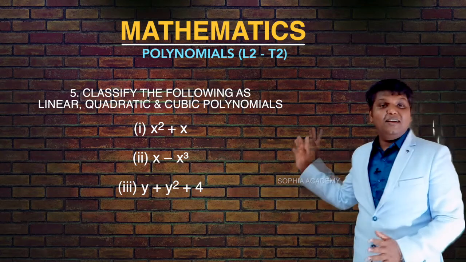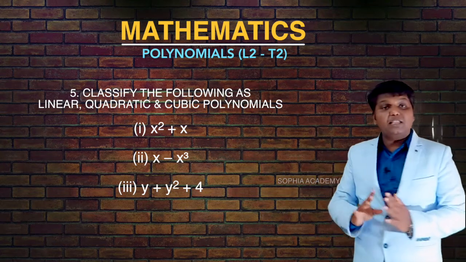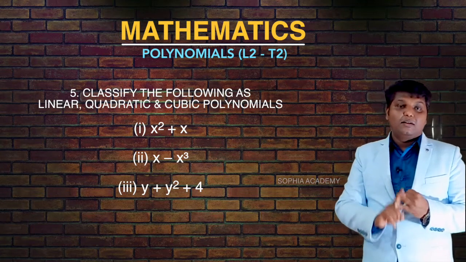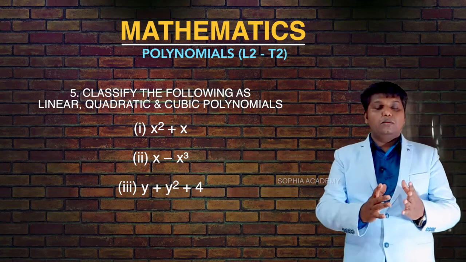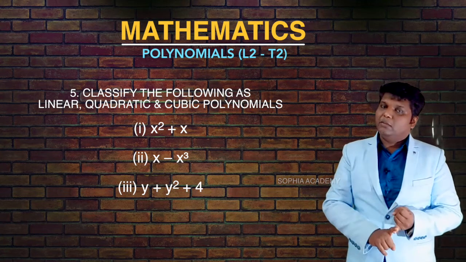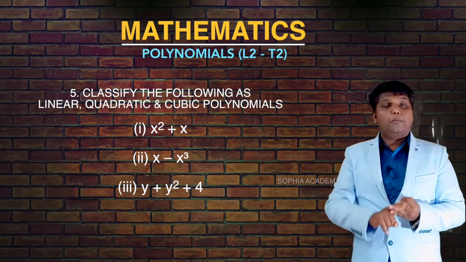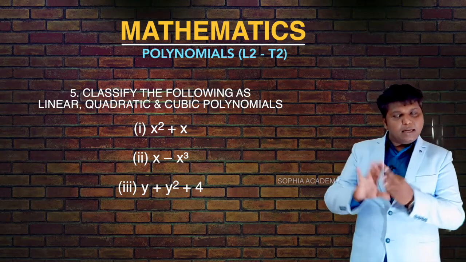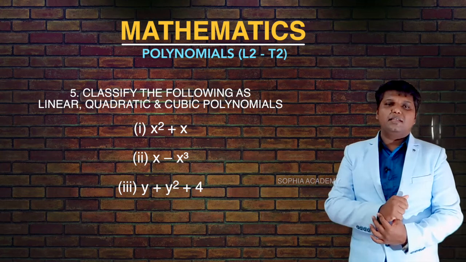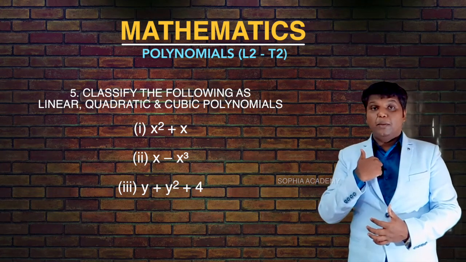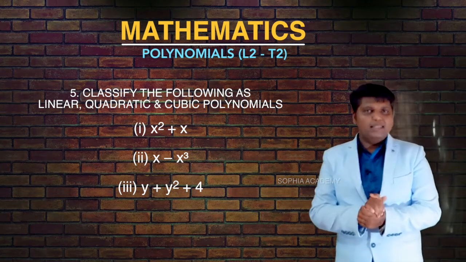So here, while hearing that, you have to classify them as linear, quadratic and cubic polynomial. First of all, you have to get the idea what a linear polynomial is, what a quadratic polynomial looks like, and how exactly a cubic polynomial looks like. When you're seeing a polynomial, how can you understand whether it is cubic? That should come into your mind. Then things will be very easy for you.